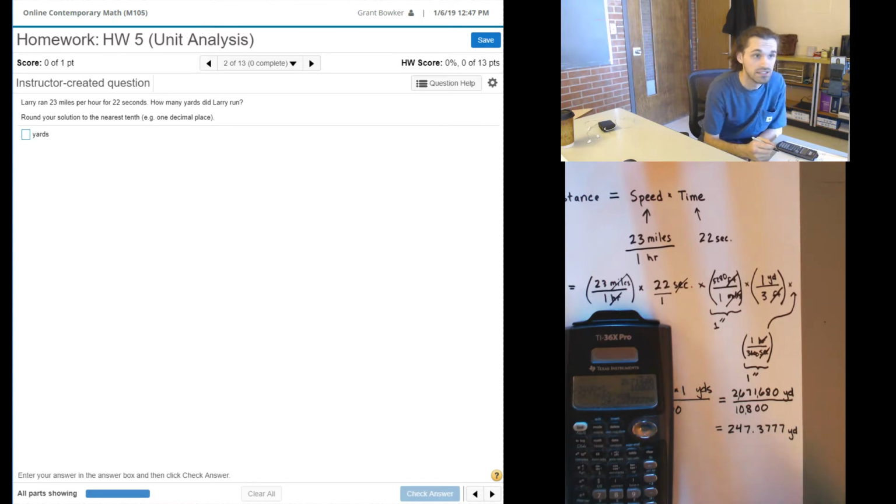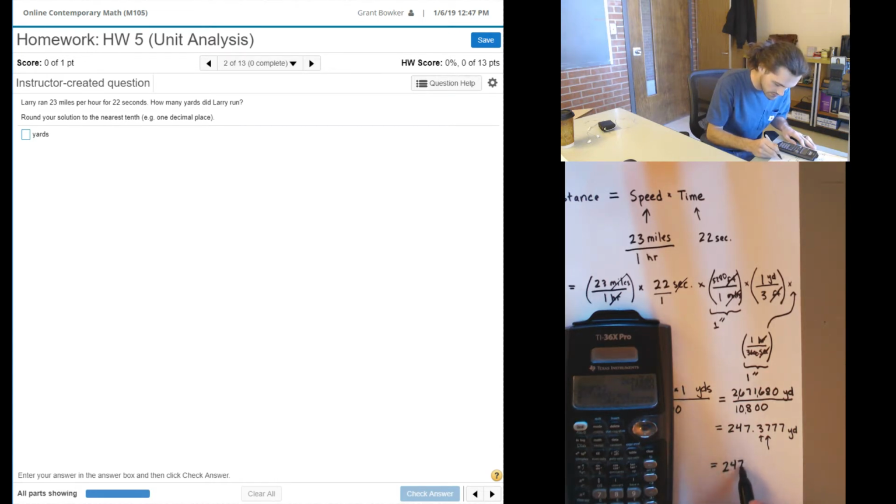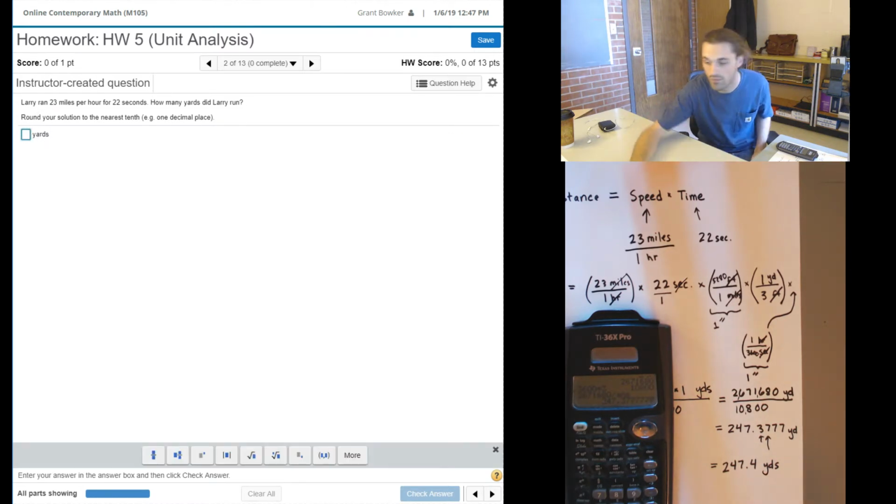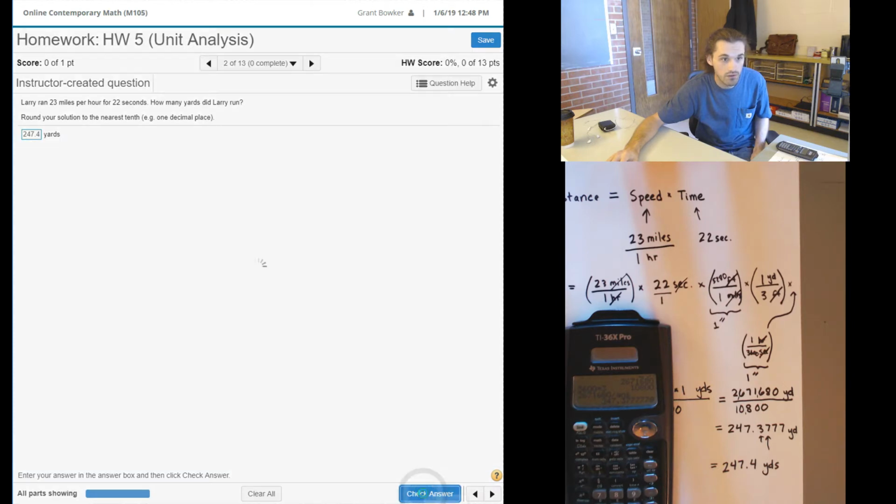So what we're told here is we need to round the solution to the nearest tenth. So the nearest tenth would be the first decimal place. So we need to inspect our second decimal place and ask ourselves, is that big enough to round up my first decimal place? And the answer is yes. So our solution is 247.4 yards. 247.4. Moment of truth. Feels good. All right.